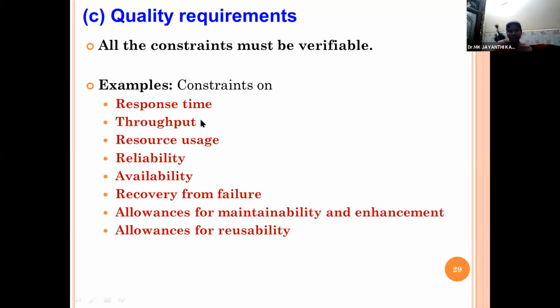The third one is resource usage. What are the resources we are using? The system needs a special operating system, or it needs a separate web page, or we need a separate database, or other resources like audio resources. What are the resources we are going to use in our project?